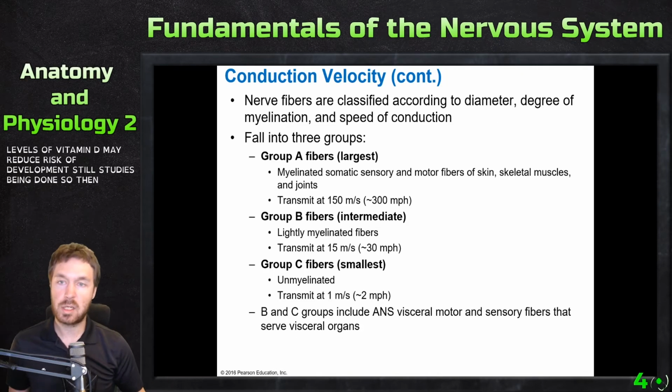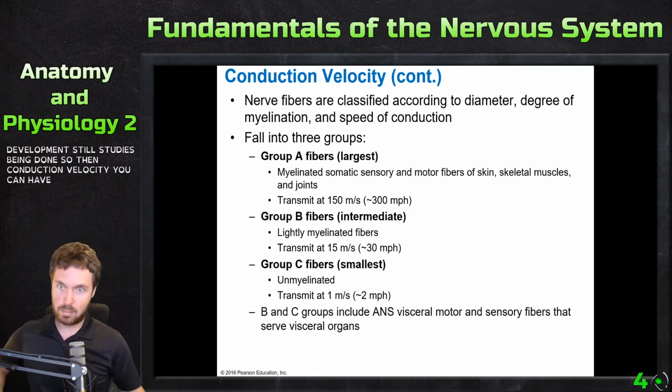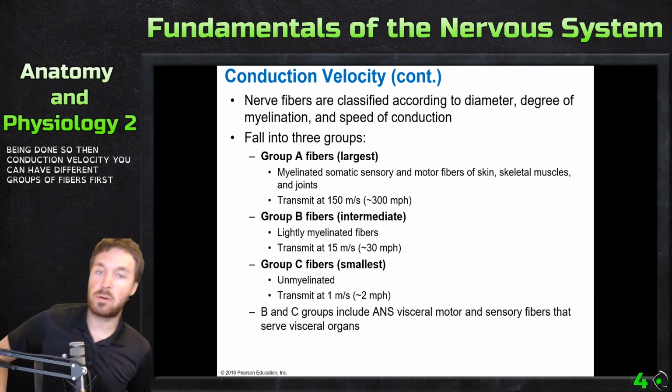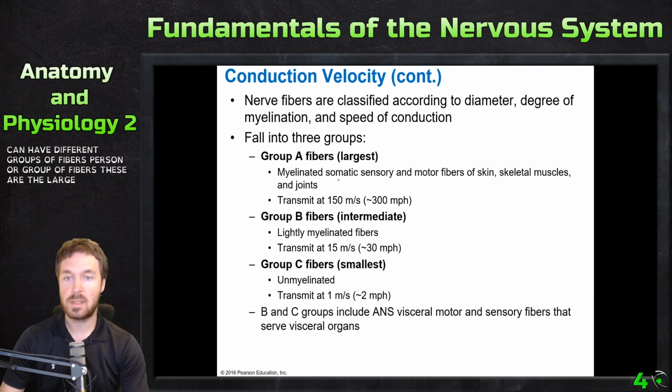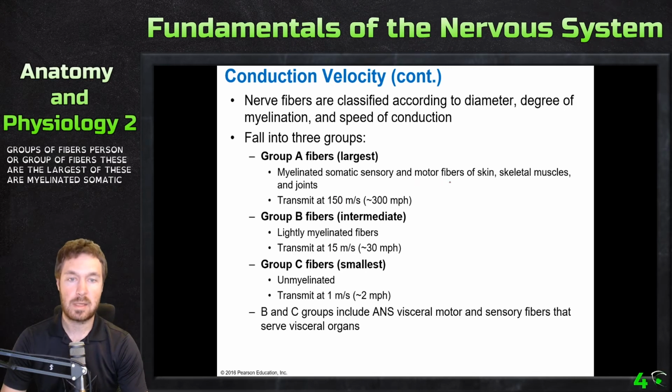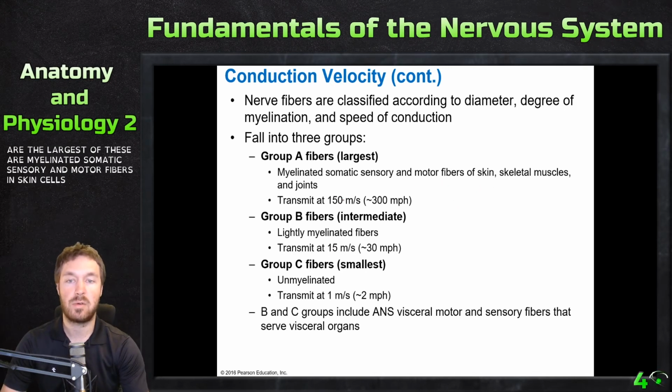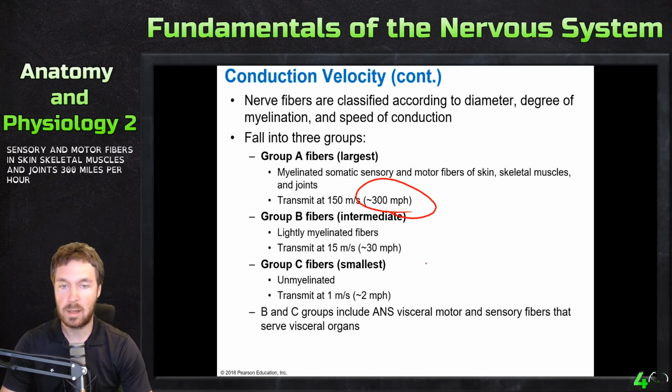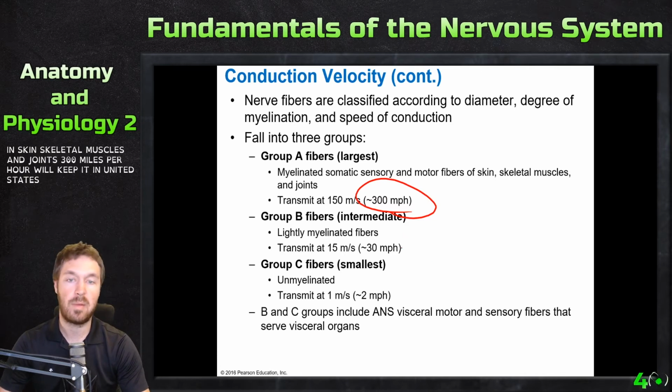So then conduction of velocity, you can have different groups of fibers. First one are group A fibers. These are the largest. These are myelinated somatic, sensory, and motor fibers of skin, skeletal muscles, and joints. 300 miles per hour. We'll keep it in United States terms here, or 150 meters per second.